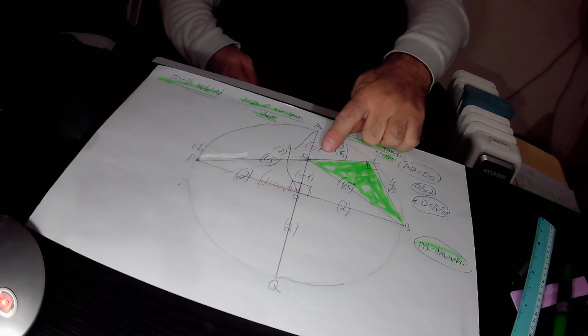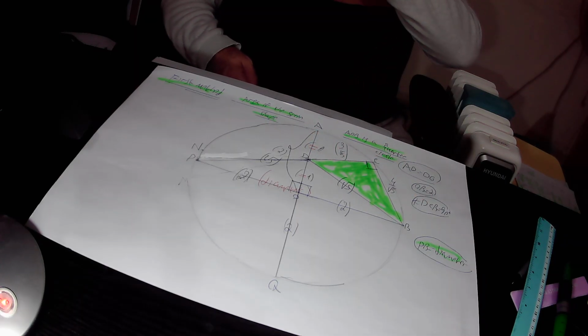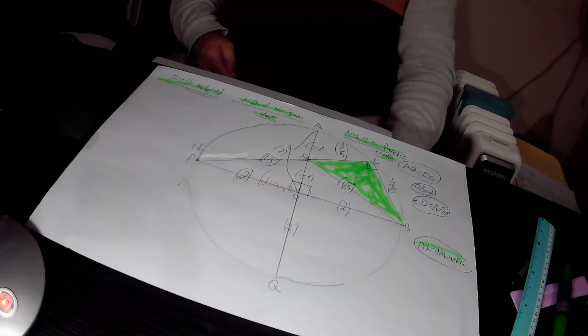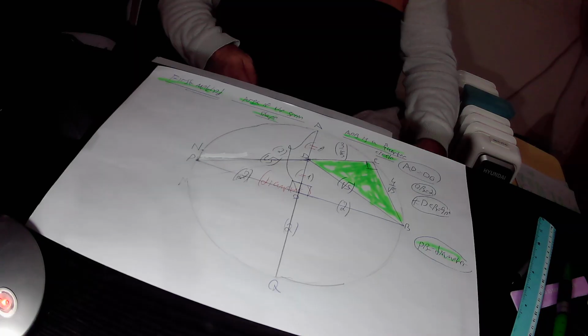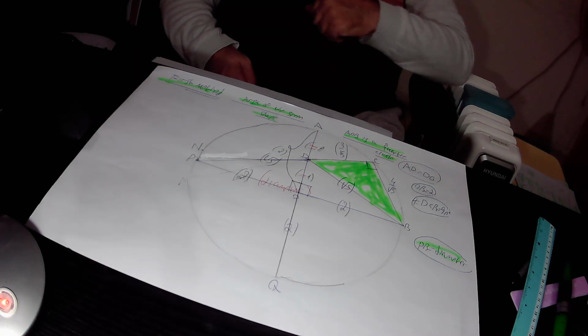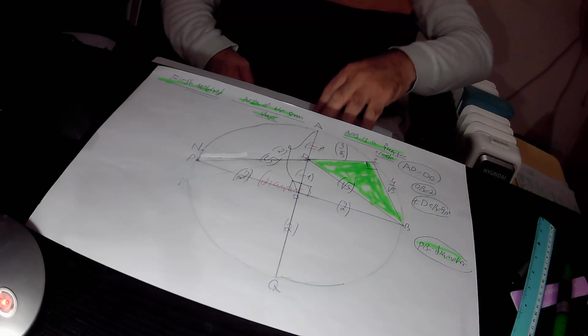So in this right triangle DOB, we can implement the Pythagoras theorem. According to the Pythagoras theorem, in a right triangle, the square of the hypotenuse equals the sum of the squares of the perpendiculars. So in this right triangle DOB, DB squared, that is the square of the hypotenuse, equals DO squared plus OB squared.